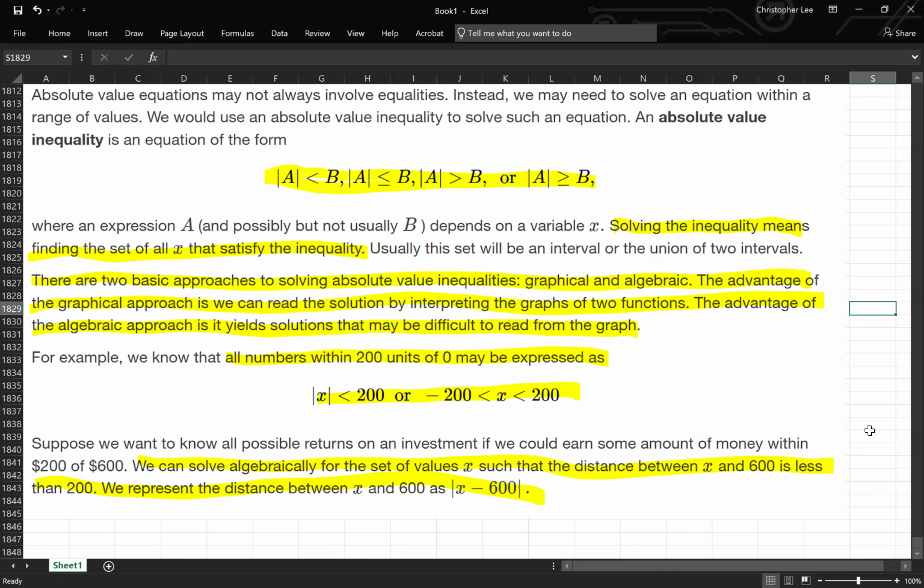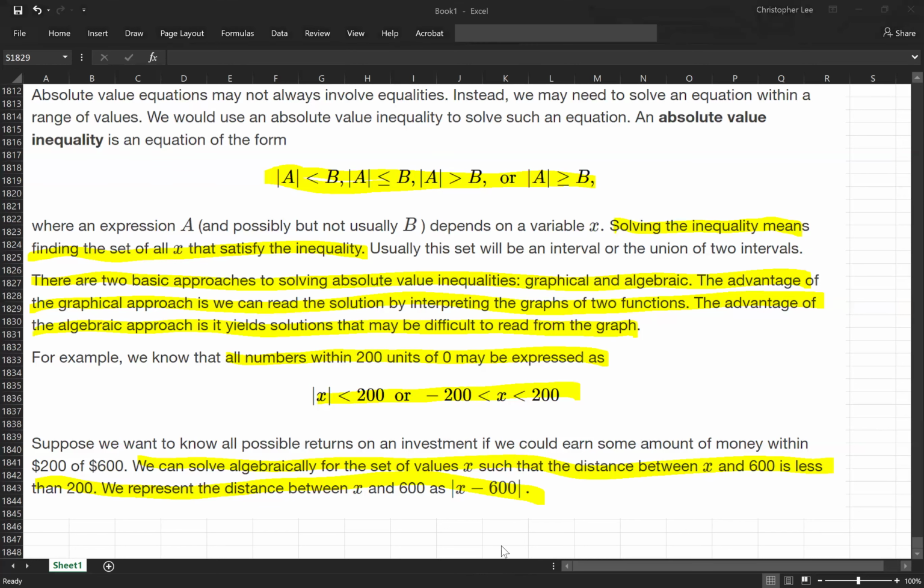Suppose we want to know all the possible returns on an investment if we could earn some amount of money within 200 of $600. We can solve algebraically for the set of values X such that the distance between X and 600 is less than 200. We represent this distance between X and 600 as the absolute value of X minus 600. It's just easier when we do it algebraically.